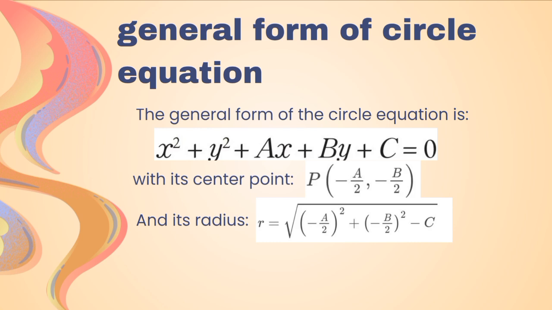General form of circle equations. The general form of the circle equation is x squared plus y squared plus ax plus by plus c equals 0, with its center point (a over minus 2, b over minus 2), and its radius is r equals the square root of (a over minus 2) squared plus (b over minus 2) squared minus c. Next I will prove this formula.